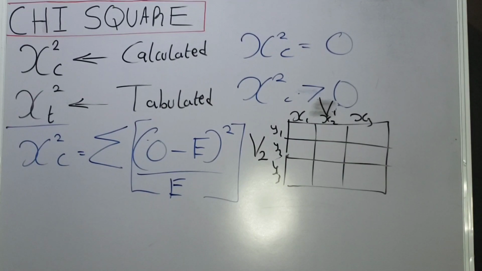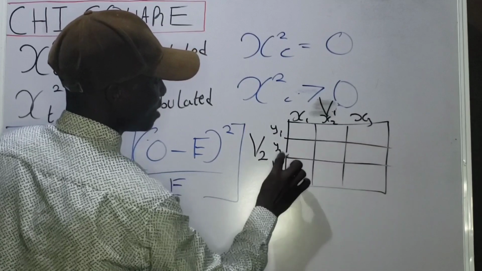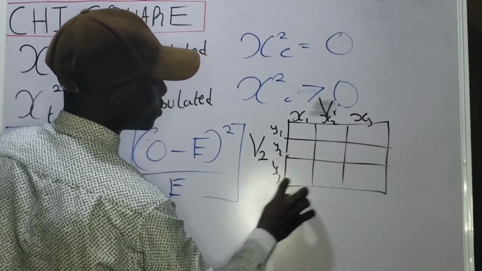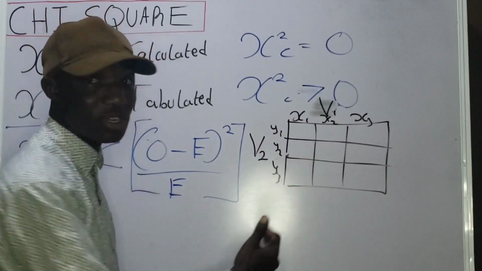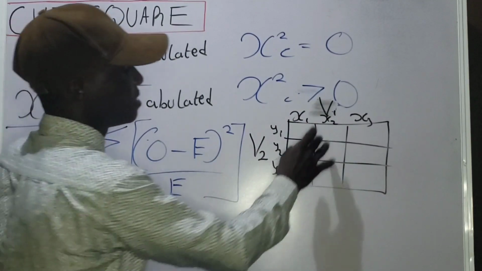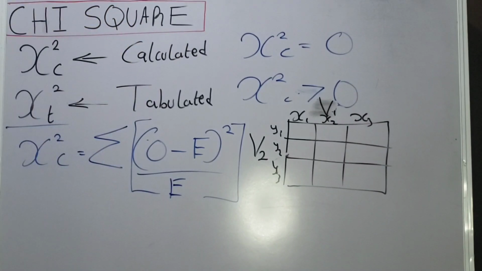Variable 2 belongs to the rows. y1 is row 1, y2 is row 2, and y3 is row 3. Variable 1 is on the columns. The first column is x1, which is under variable 1, the second column is x2, the third column is x3. I'm just explaining what you have on the board. So a contingency table is characterized by rows and columns, where each row represents the categories of one variable and each column represents the categories of another variable.